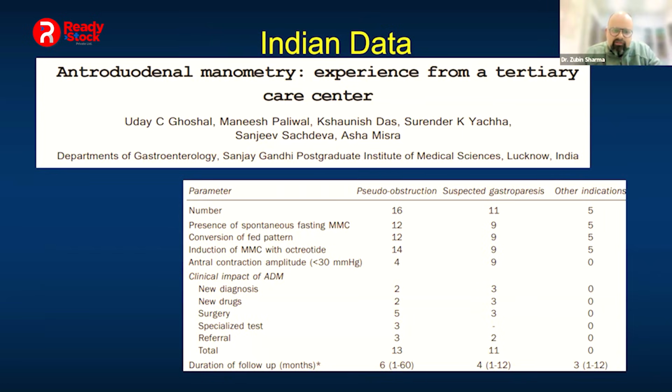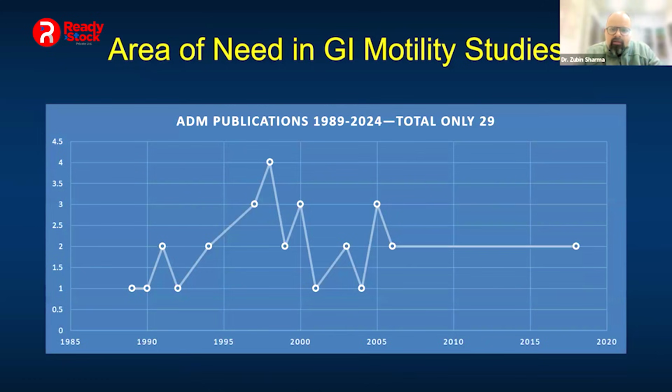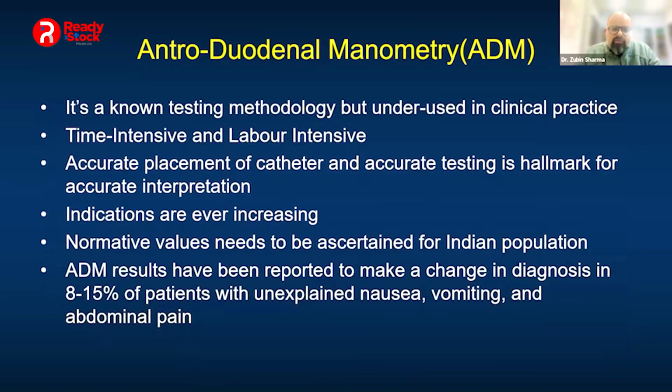I'll refer this article for all to read. It's a well-written article. Publications till 2024 were only 29, which will change. So what does it mean? It's a time-tested methodology, but underused. Why? Because it's cumbersome to use.